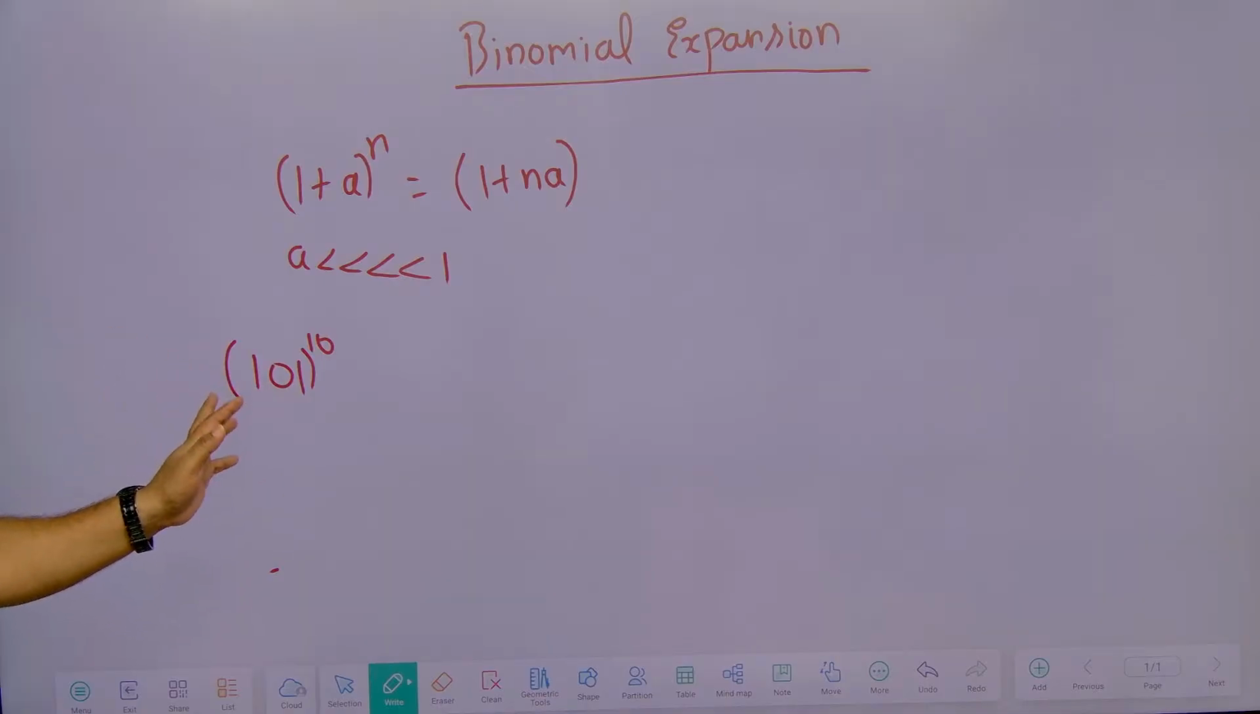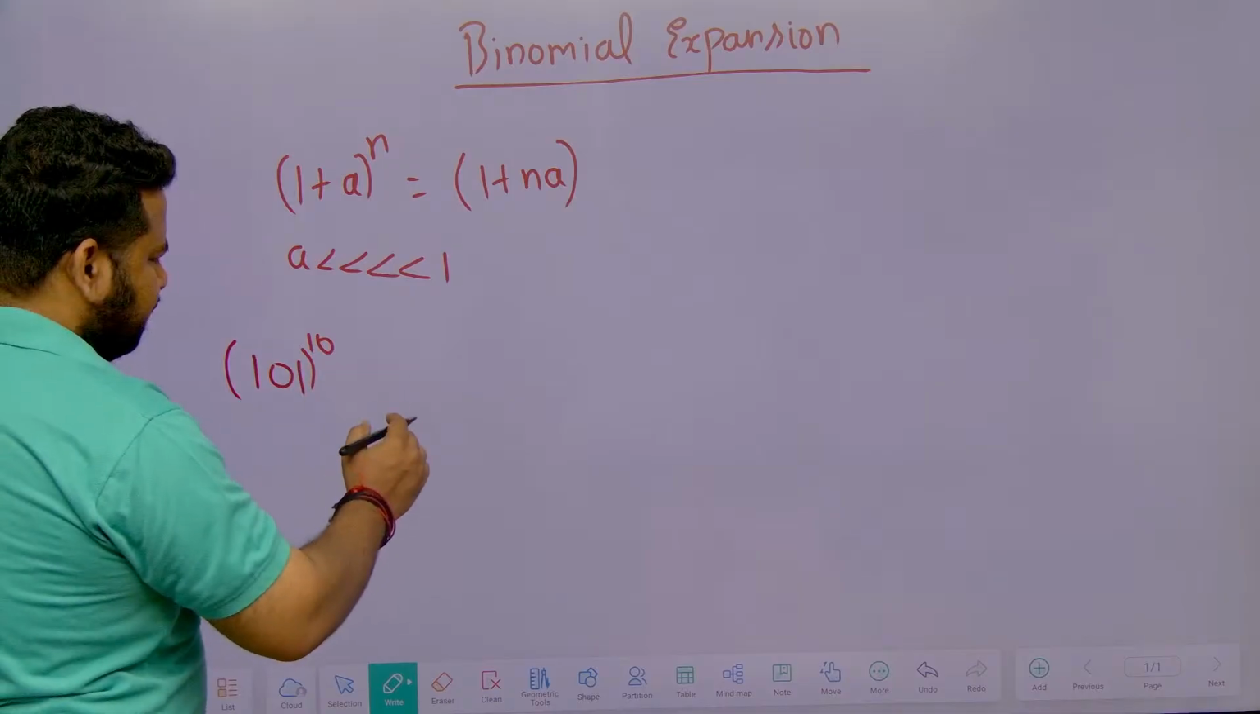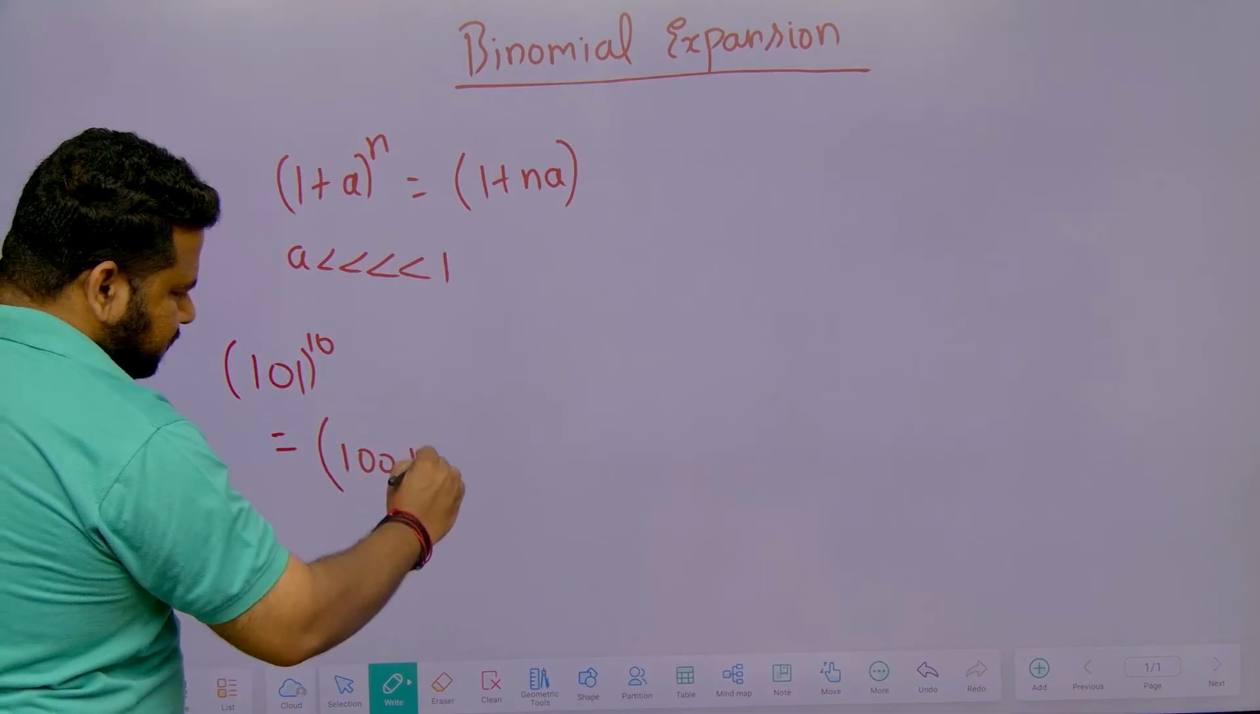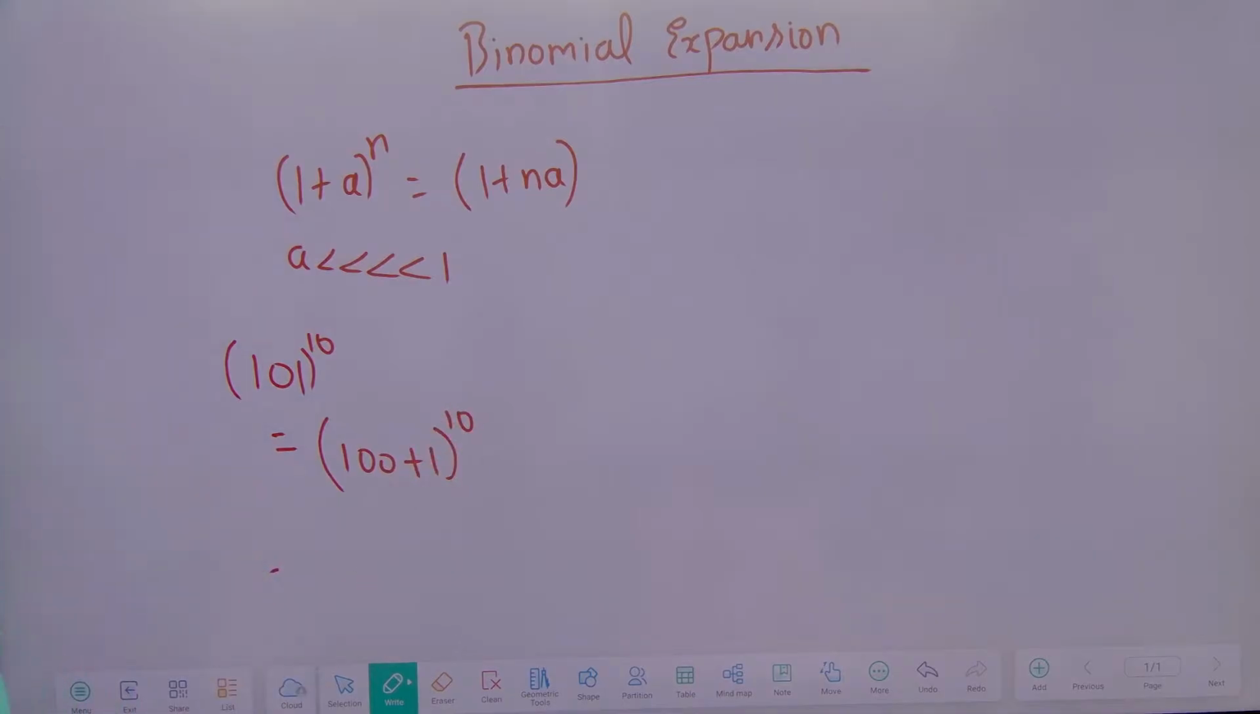So what we will do is write 101 to the power of 10 as (100 + 1) to the power of 10. Next, what you will be doing? Take 100 outside. I told you in one of the classes, when we take something common, we have to divide by that.